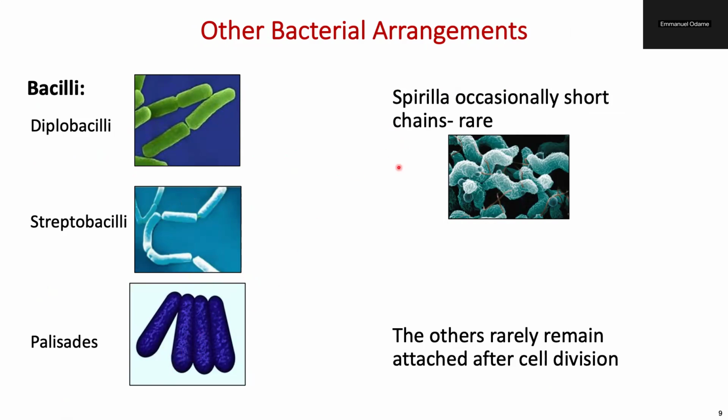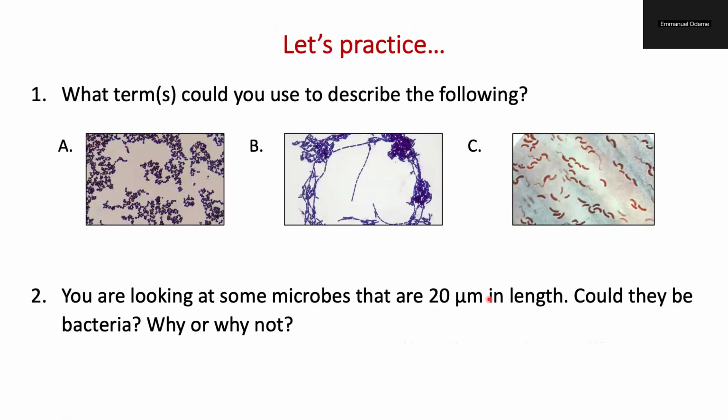And then we have the spirilla, which occasionally occur singly or as short chains, as you can see from here. And there's actually a lot of them. There are other ones which still remain attached even after cell division.